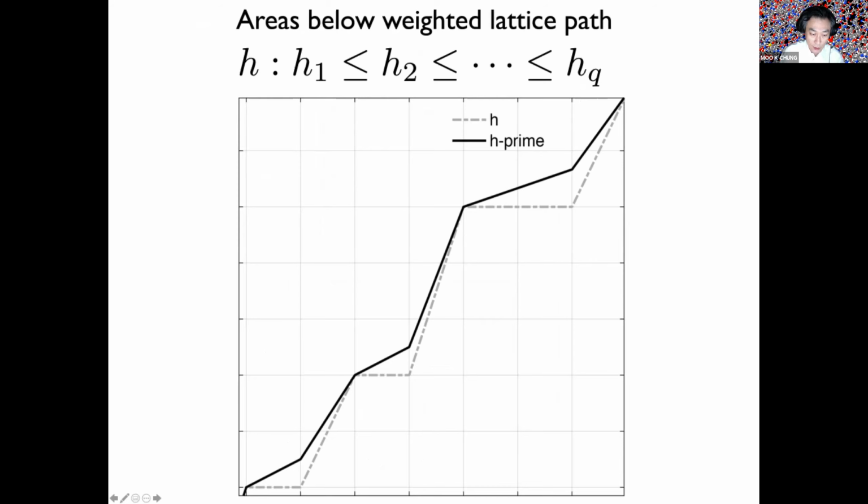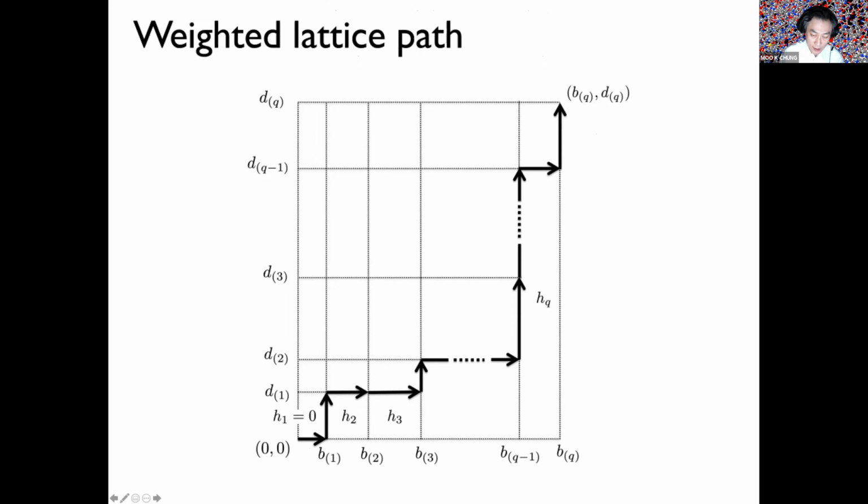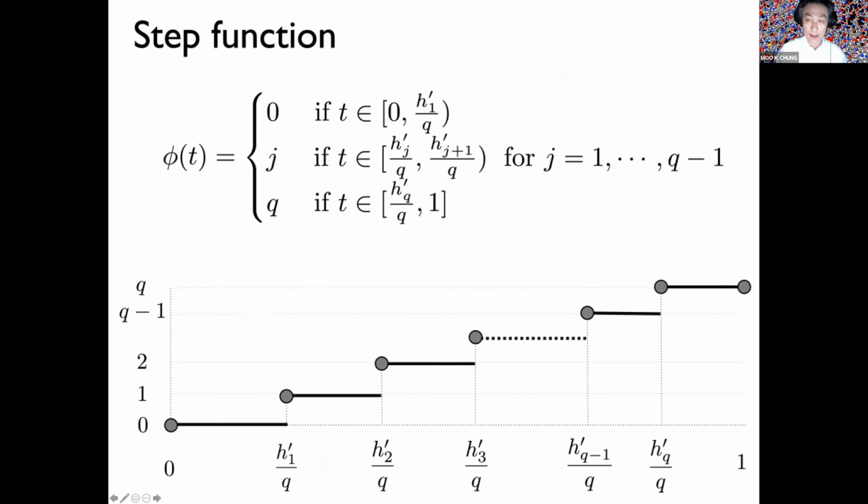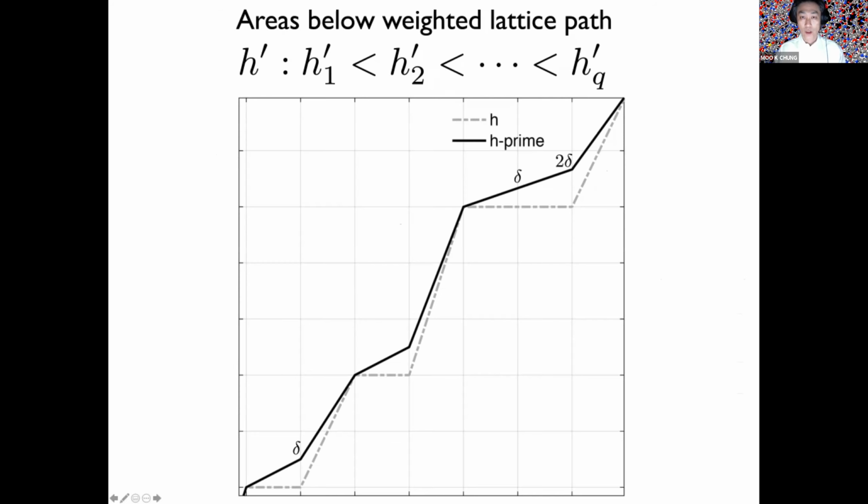How do you do that? You simply add little values. If you see three sequences of the same numbers, you add delta, 2 delta, 3 delta, etc. So that's how you do delta, 2 delta. Then you construct, and I'm going to claim that the area will be strictly increasing.